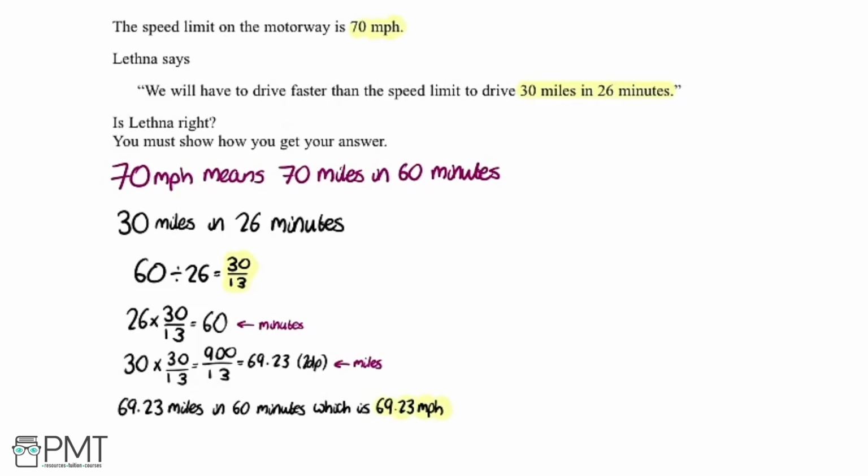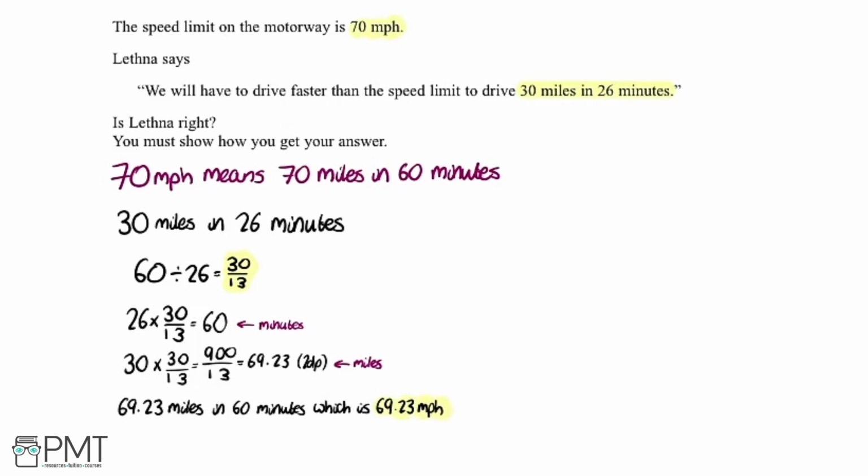So now finally we need to make a conclusion related to the statement: we will have to drive faster than the speed limit to drive 30 miles in 26 minutes. Well, the answer is no, you won't have to drive faster than the speed limit, because the speed limit is 70 miles an hour. And we've just worked out it's possible to do that distance in that many minutes going 69.23 miles an hour, which is less than the speed limit of 70 miles an hour.